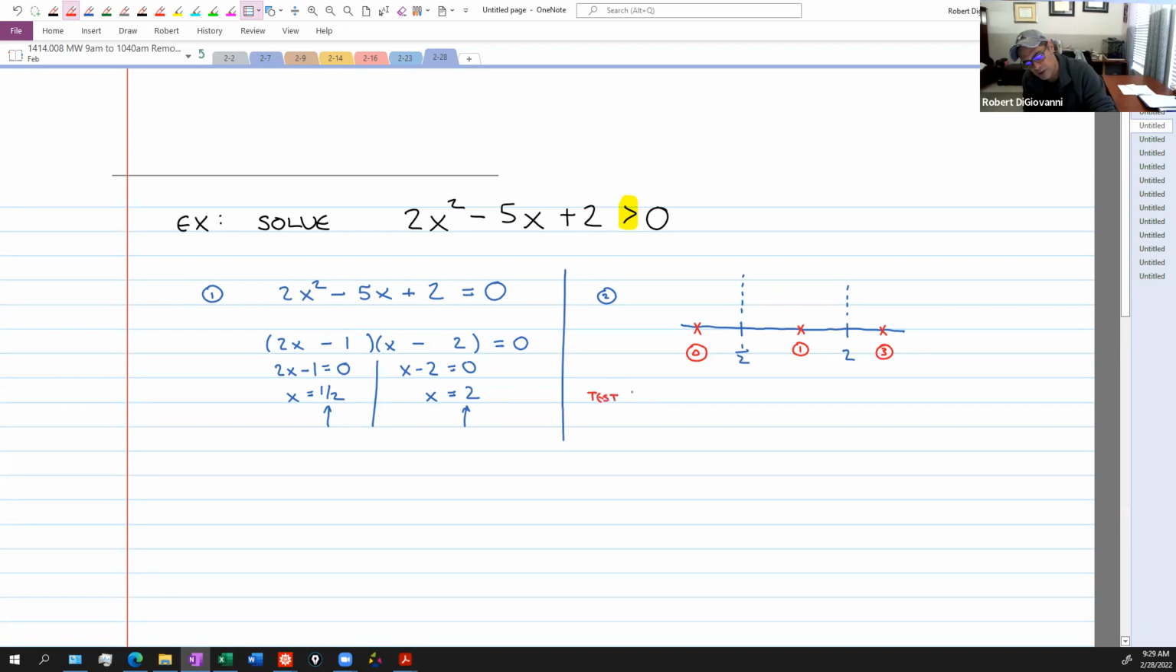So let's test 0 first. Well, if we plug in 0, all the 0 stuff goes away, so you just get 2 bigger than 0, and that's true, right? 2 is bigger than 0. So that means this region is good.